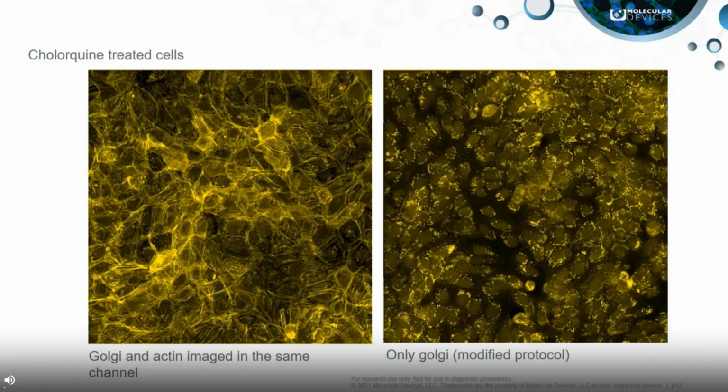So here are comparison images from the Texas Red filter set using the standard cell painting assay and the modified cell painting assay. On the left, you're looking at Golgi and actin that were imaged in the same channel, and on the right, this is just Golgi, and you can see there's a huge dramatic difference between the left and the right. And this is in chloroquine-treated cells, because in the treated cells, the increase in number of Golgi punctate is a lot more dramatic.